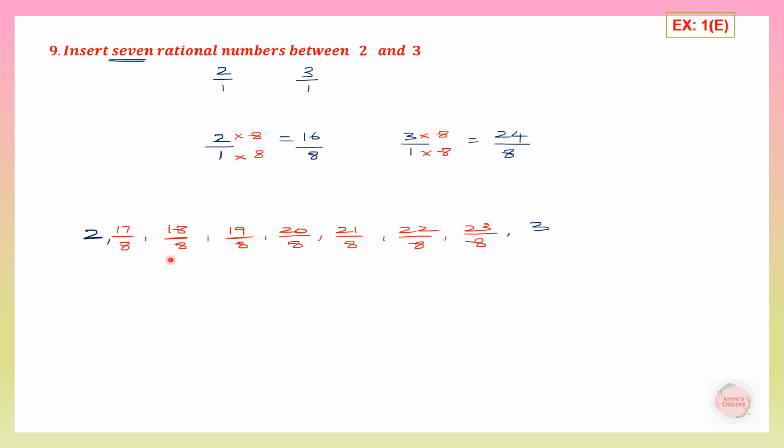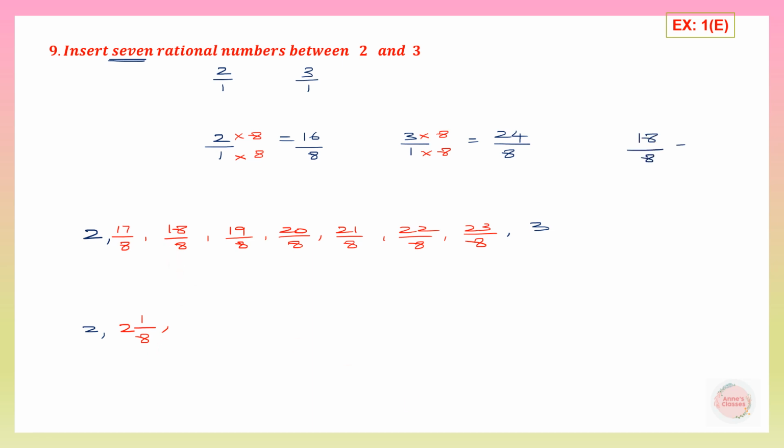So now these can be written as your answer, or you can reduce them to the lowest term. So let's begin with 2. 2 as it is. Then we have 17 by 8. You can convert it to a mixed number. 8 twos are 16 plus 1, 17. 2 1 by 8. Now look at this one. So here we have 18 by 8, isn't it? Let's write it here. 18 by 8.